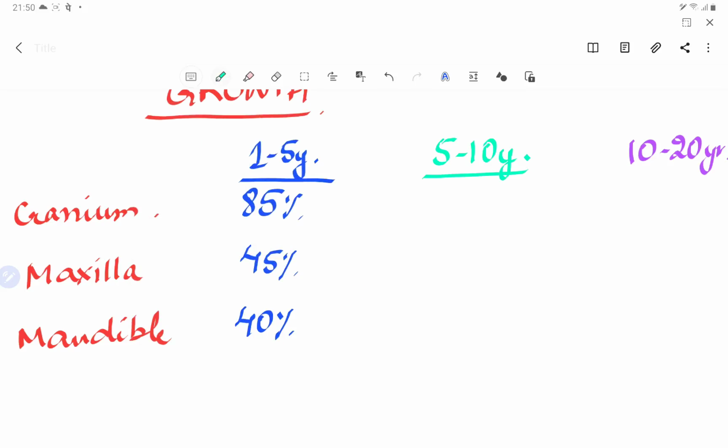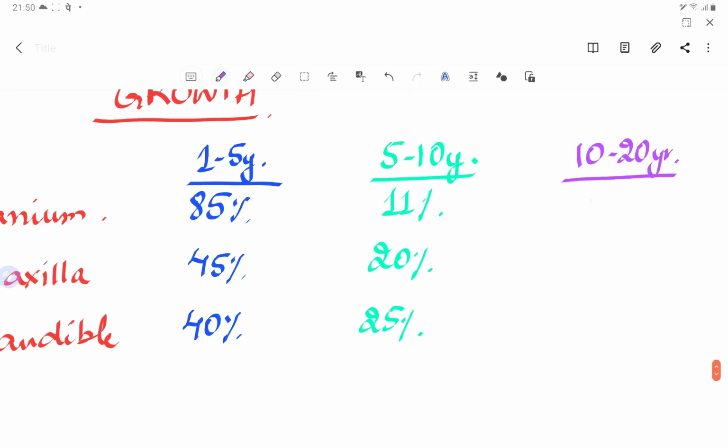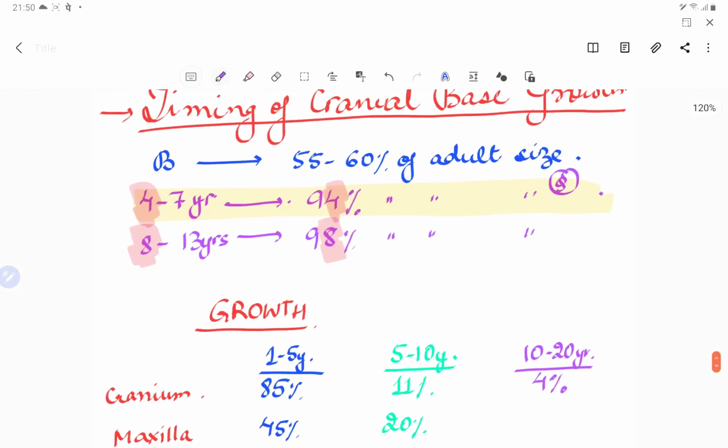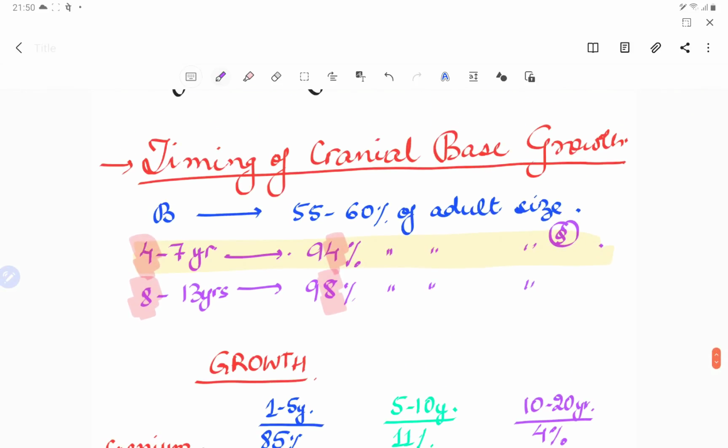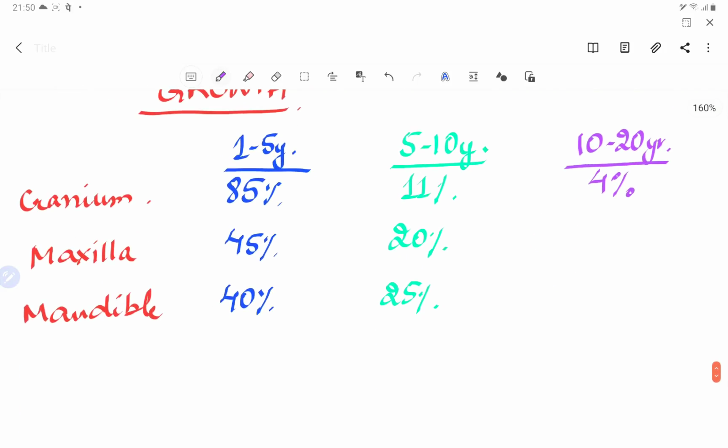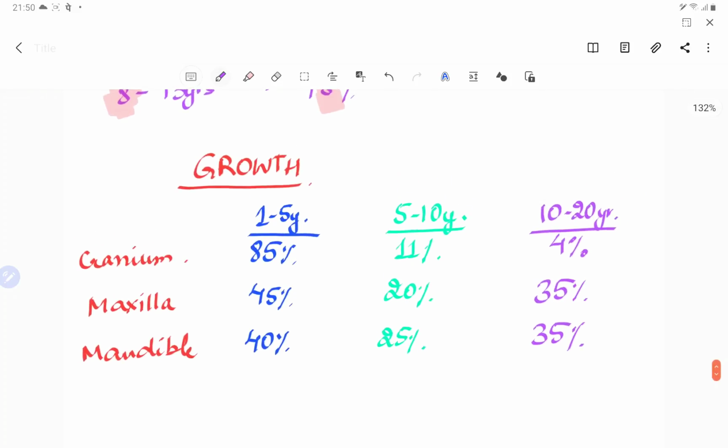So for 5 to 10 years, cranium 11%. So the cranium percentage is going to decrease, and maxilla is going to be 20% and mandible 25%. Then we have 10 to 20 years. In 10 to 20 years, cranium grows only 4%. As we have talked about the cranial vault, after 8 to 13 years it is 98%, so by 10 to 20 years it is only 4%. For maxilla it is 35%, and mandible also the same, 35%. So this is the growth.